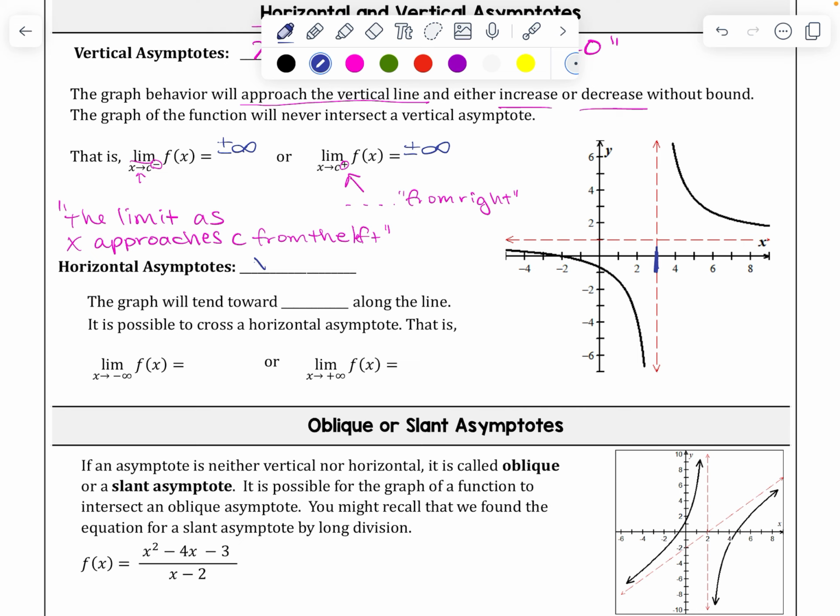Horizontal asymptotes always look like y equals a horizontal value, a constant b, okay? The graph will tend toward this value of b along the line. It's possible to have a horizontal asymptote and cross it. So it is a boundary for the ends, but not for the middle. And we could say that these limits are at that value of b. Okay, so here's what we're looking at here.